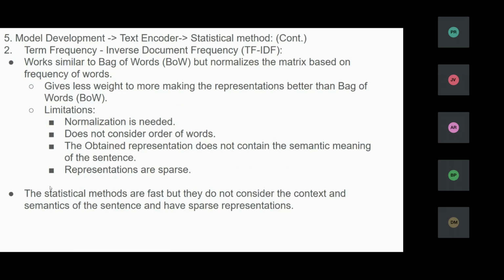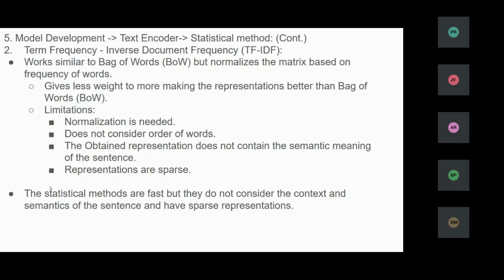So the limitations for term frequency-inverse document frequency are that normalization is needed and it does not consider the order of words. The obtained representation does not contain the semantic meaning of the sentence, and representations are sparse. Though the limitations of both of them are almost the same, and they work in a nearly similar manner, because it's using the frequency of words to create the vector, it's comparatively smaller compared to bag of words.